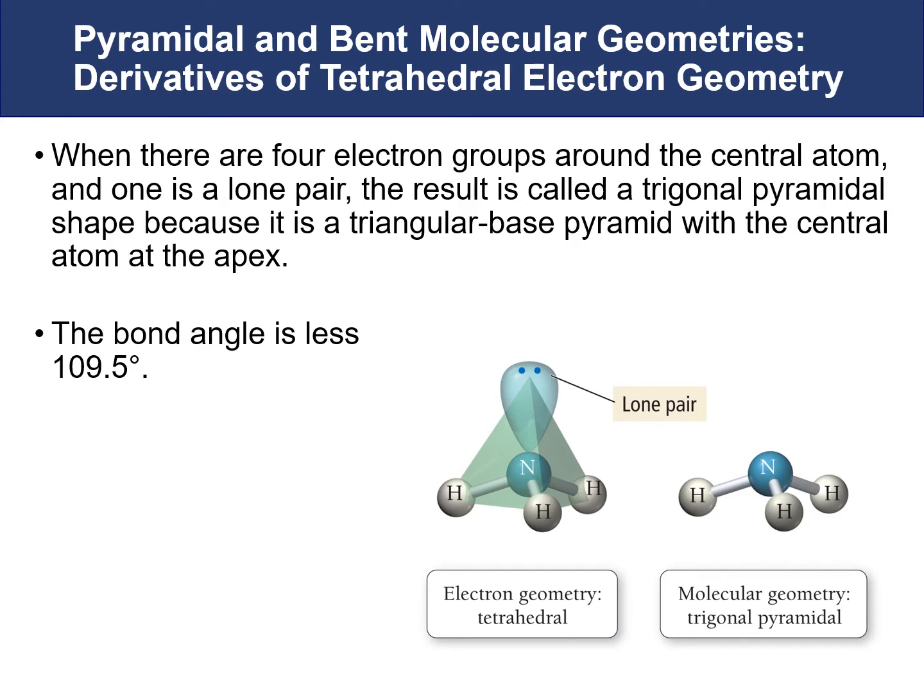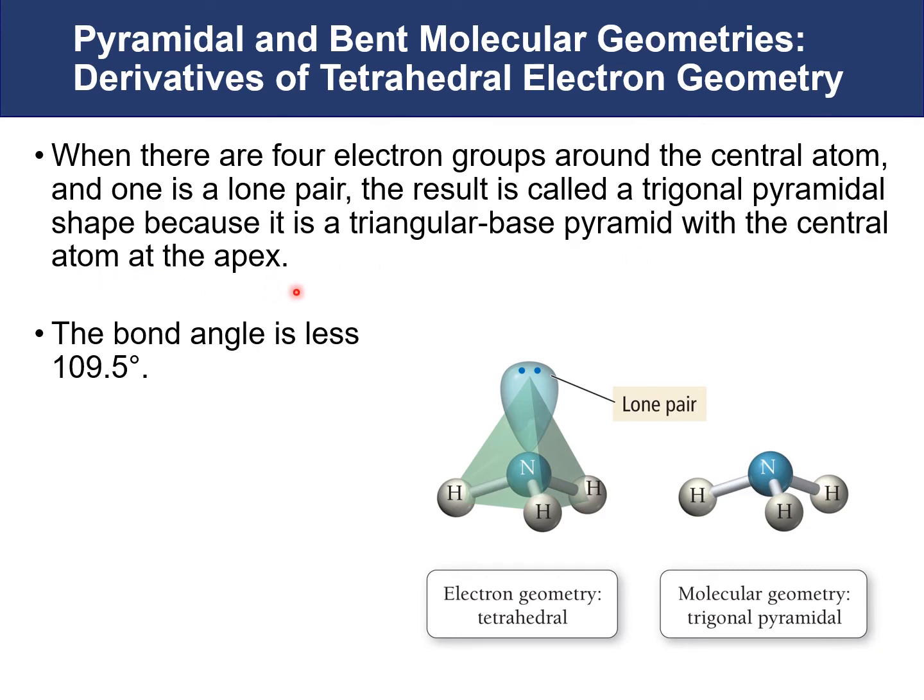Expanding our consideration to 4 electron groups results in the tetrahedral electron geometry. If one of those groups, however, is a lone pair of electrons, then we have a situation when there are 4 electron groups around the central atom and one of them is a lone pair. The result is called a trigonal pyramidal shape because the pyramid has a triangle shape on the bottom and it is not lying flat within a plane. Instead, it makes a very shortened pyramid with the central atom located at the apex.